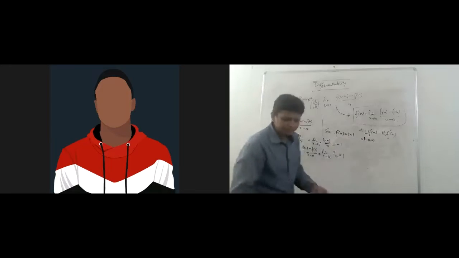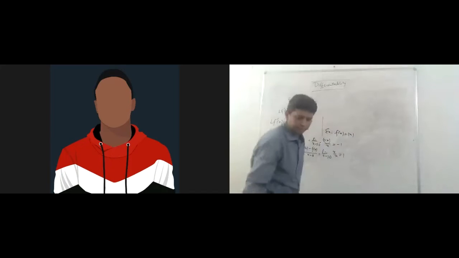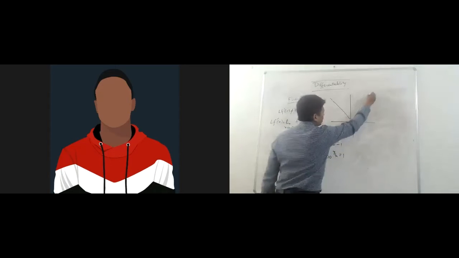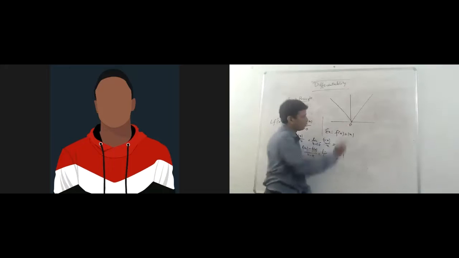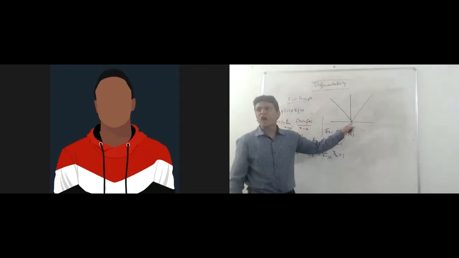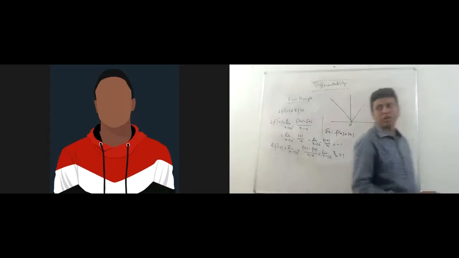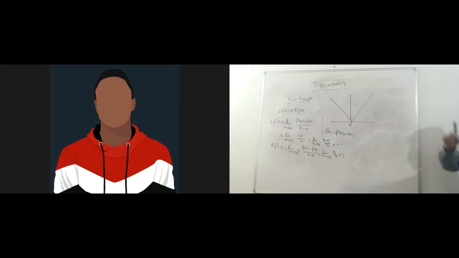Let me check the diagram. This is at 0. You see at 0 there is a sharp peak or corner point. So if there is a sharp peak or corner point, you cannot draw a tangent at those points. That is why the function is not differentiable at 0, but it is continuous. So continuity doesn't ensure differentiability, but differentiability ensures continuity.